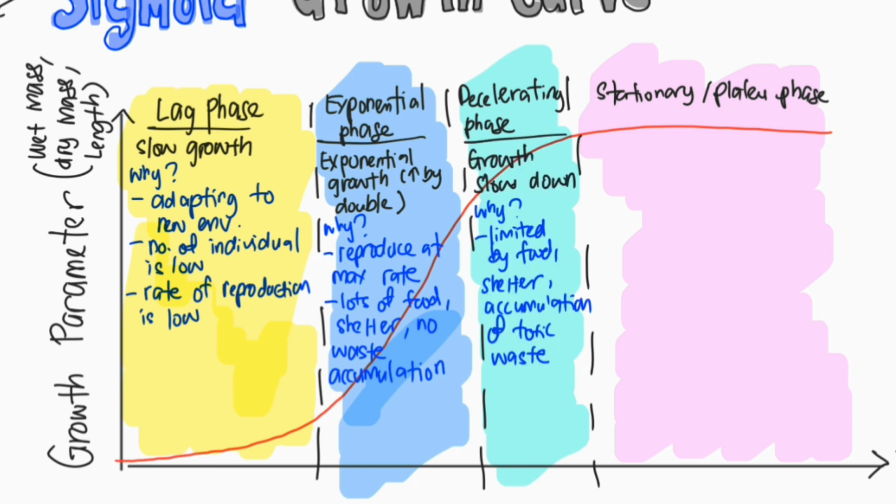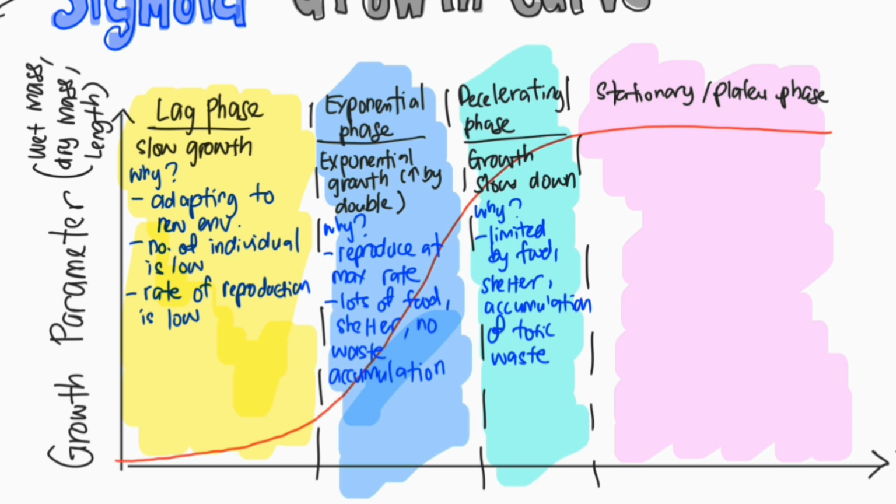Next is decelerating phase. So decelerating phase, basically growth starts to slow down. Tadi semasa exponential, dia punya growth tu very rapid, sangat cepat. Tetapi bila masuk decelerating, growth itu still ada, cuma dia tidak secepat dalam exponential. So maksudnya dia starts to slow down, makin lambat.